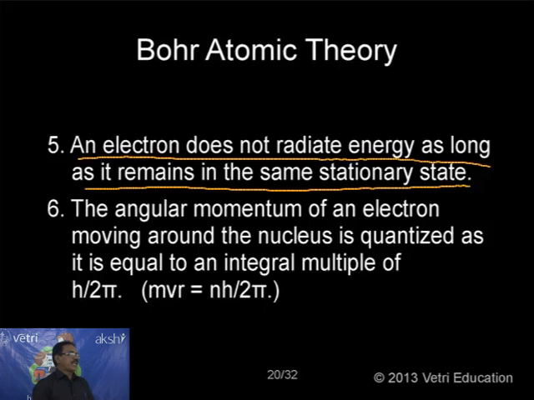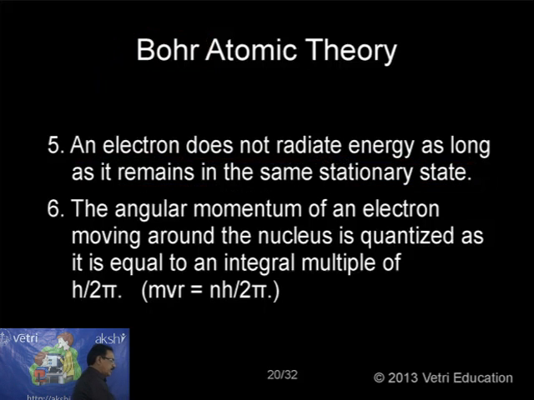Now Bohr is giving a very clear idea. An electron does not radiate energy as long as it remains in the same stationary orbit. If the electron is in the n equal to 1 first level, it will not emit. In the second level, it will not emit. So it goes on revolving in the same orbit without emitting radiation. When does it emit? Only if it jumps from one level to another. Radiation takes place only when it jumps from lower to higher or higher to lower. If it is moving in a stationary stable orbit, it will not emit radiation. It's a very clear postulate to answer Rutherford.